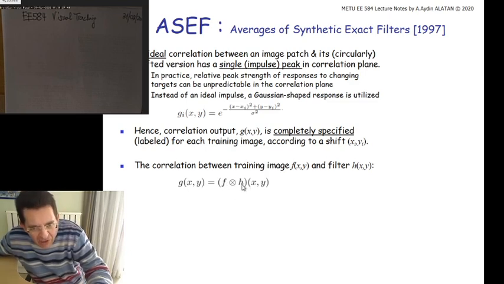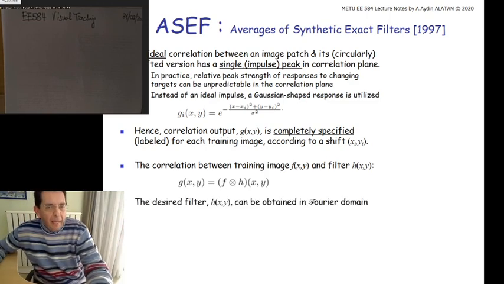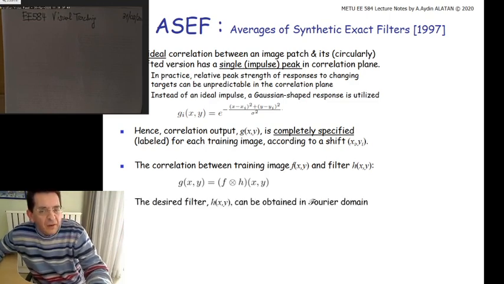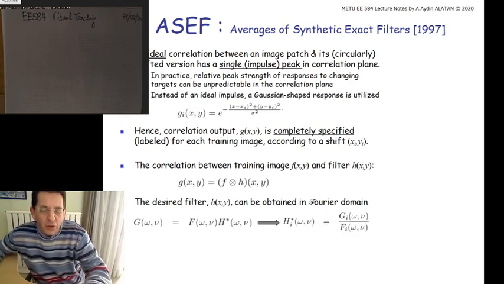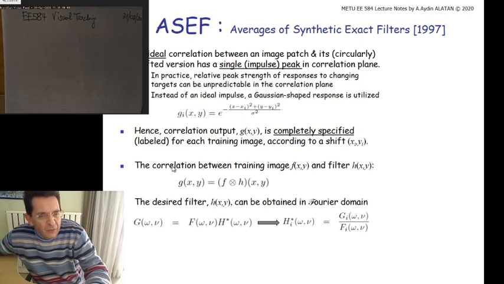And that H will give me a filter which is capable of generating not an impulse, but a Gaussian shape. Now, the desired filter can be obtained in the Fourier domain very easily, if assuming that everything is circularly shifted rather than a simple shift. Therefore, the convolution and the correlation have a little difference.